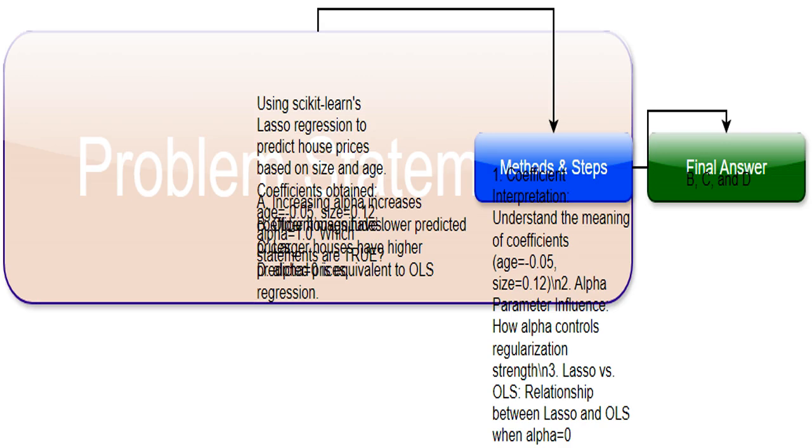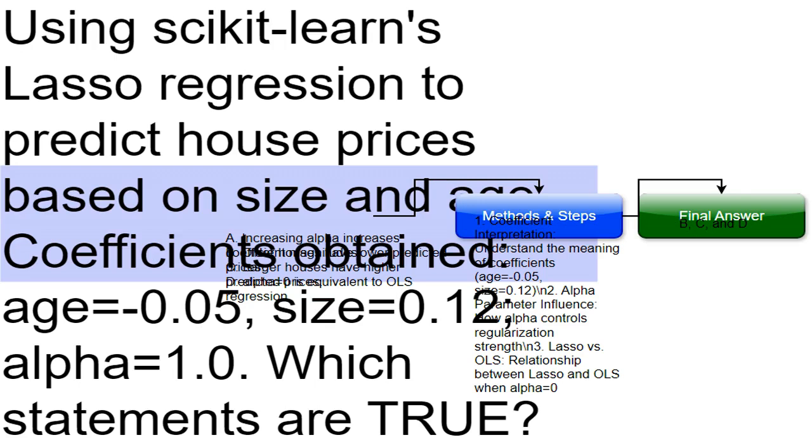Here, I'll lay out the core question. Given some results from a lasso model applied to house prices, what conclusions can I draw? This is the core problem description.